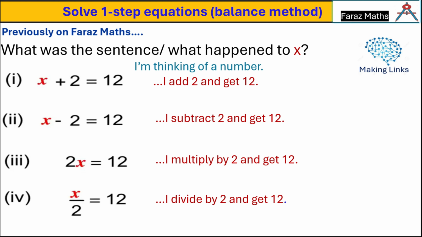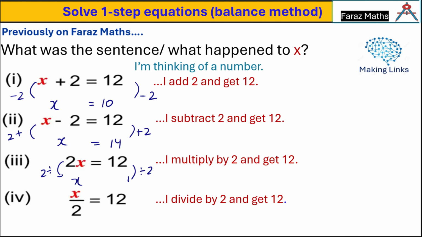In the first one, you have to subtract 2 from both sides to get the answer. So x equals 12 minus 2, which is 10. In the second question, you have to add 2 on both sides to make it balance. To get x, x equals 12 plus 2, which is 14. Here you have to divide by 2 on both sides, so this will give you 12 divided by 2, which is 6. And in the last one, you have to multiply by 2 on both sides. So the 2 cancels with the 2 and x would be 24.